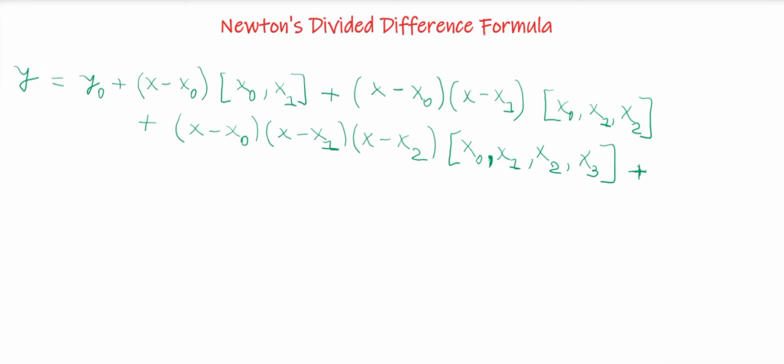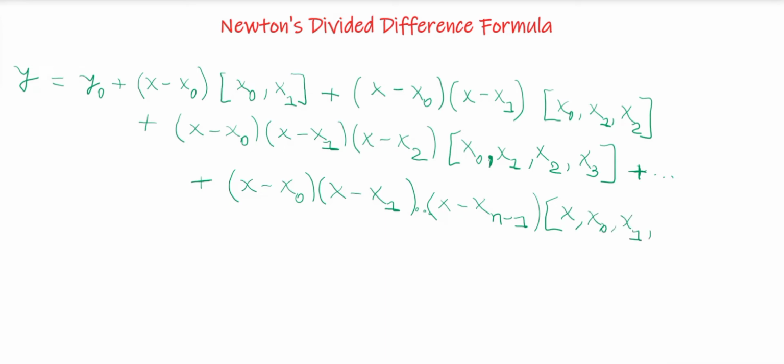And so on. Whatever we have written in the square brackets, about that you will get a clear idea while we solve the examples. This will continue till (x minus x naught) into (x minus x1) up to (x minus xn minus 1). And here in the square brackets it will be [x, x naught, x1 up to xn].